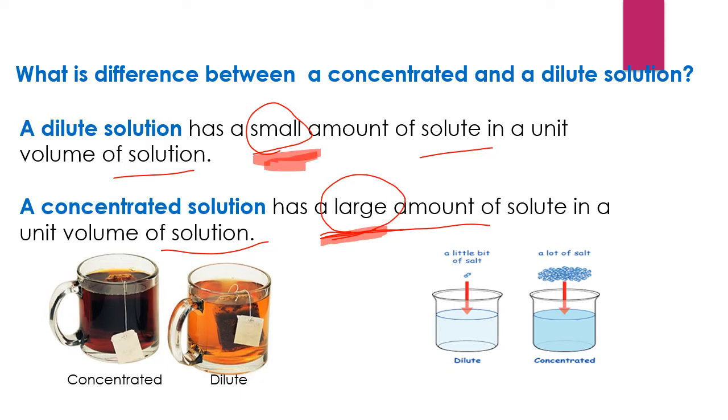For example, this tea is concentrated. How do we know? A lot of tea is added to the water, so it becomes concentrated. But for dilute solution, a little bit of tea is added to the water, so it becomes a dilute solution. Here, dilute salt solution means a little bit of salt has been added to the water. But if we add a lot of salt in the water, it becomes concentrated salt solution.